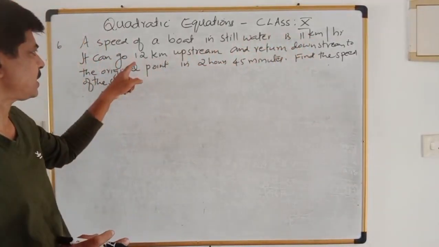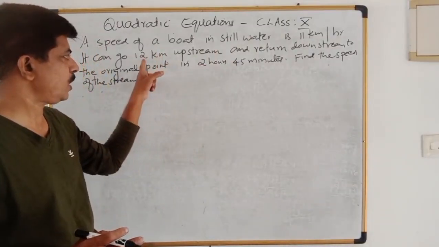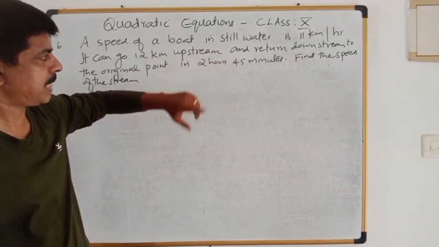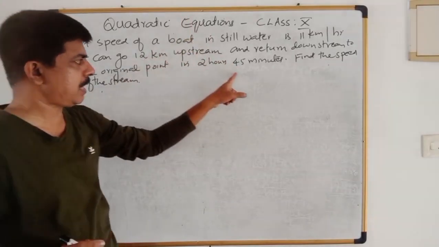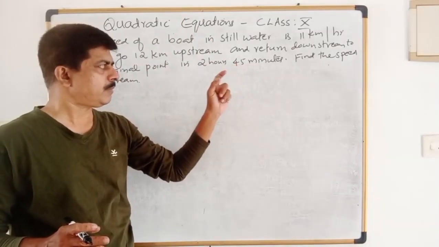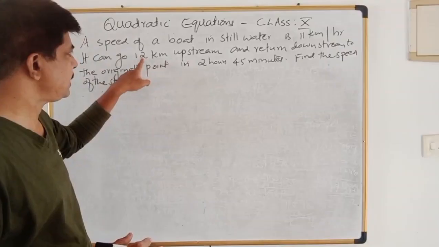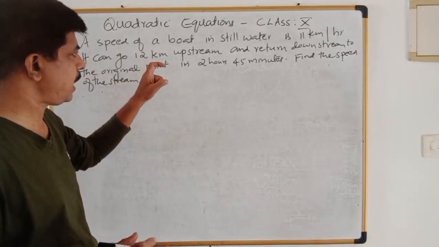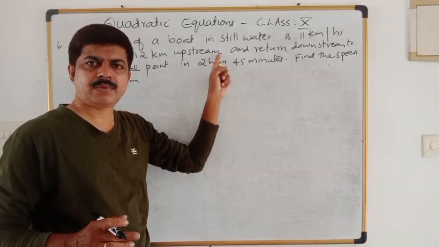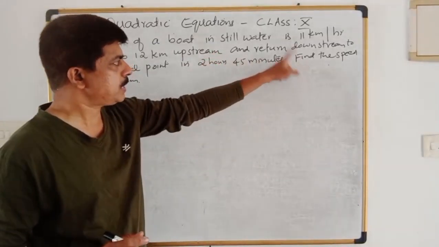But the distance, how much is given? 12 km upstream. I think the return is also the same distance. So 12 km is the distance, both ways. Okay. So for both upstream and downstream, how much time will be taken? Total time is given. So we know time, how will you calculate it? Distance by speed. So 12 is the distance. What is the time for upstream direction? Upstream direction means the speeds should be subtracted.